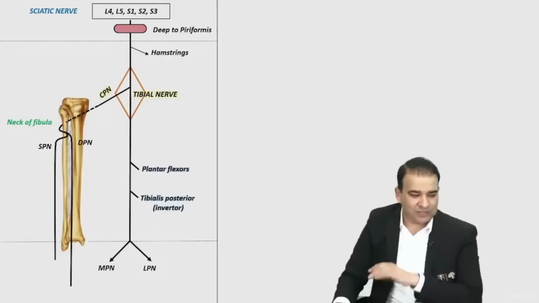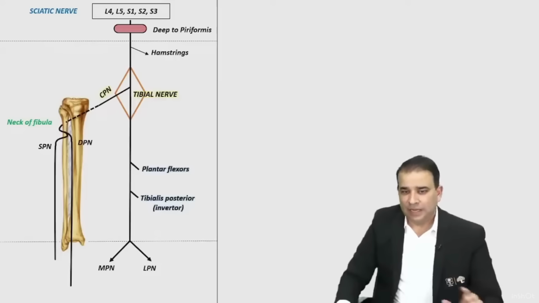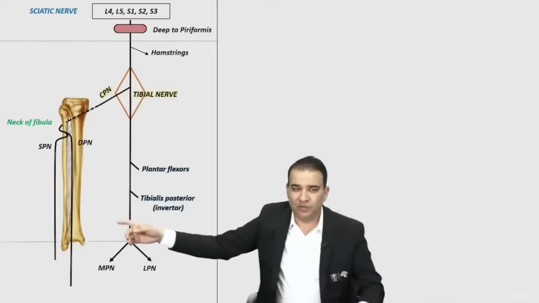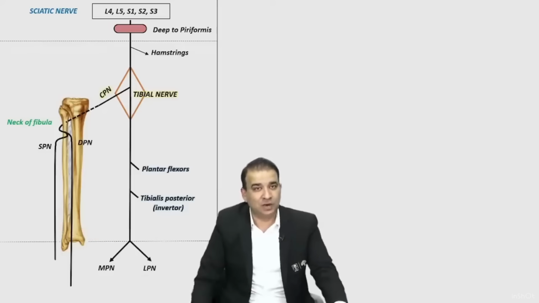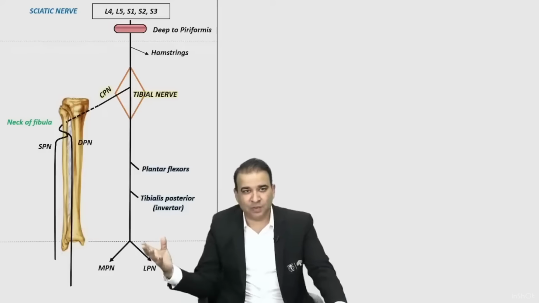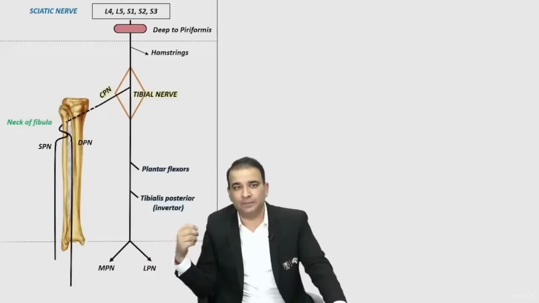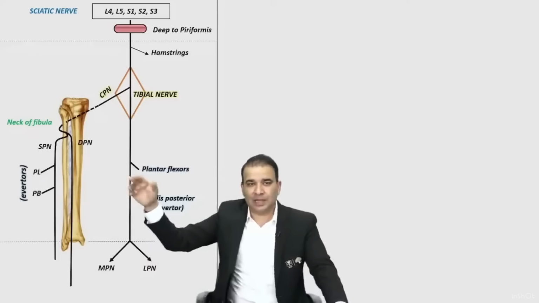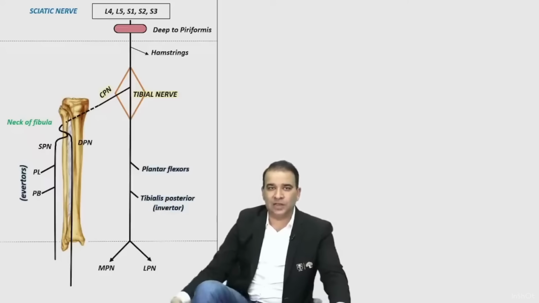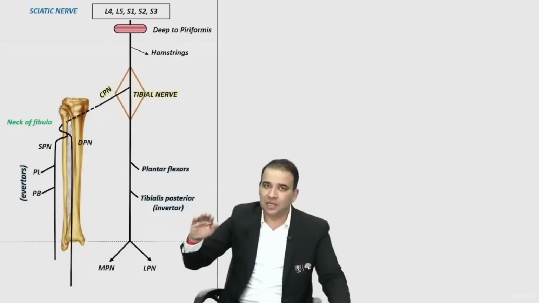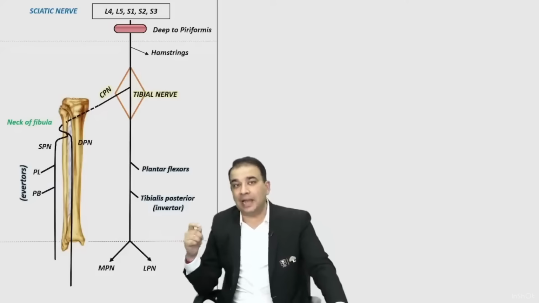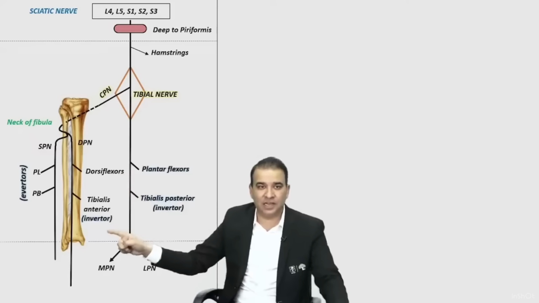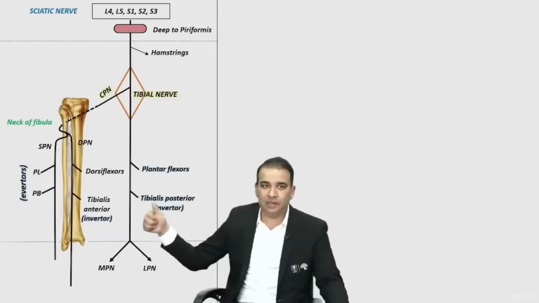Neck of the fibula, once the nerve winds around the neck of the fibula, the superficial peroneal nerve is going to supply the everters, the two everters in the leg, peroneus longus and peroneus brevis. The only two muscles in the lateral compartment of the leg, and both are supplied by the superficial peroneal nerve, the two everters. The deep peroneal nerve is supplying the muscles of the anterior compartment. And what are the muscles of the anterior compartment of the leg? They are dorsiflexors, and tibialis anterior also, which is also an inverter here. Dorsiflexors and tibialis anterior, which is an inverter. Tibialis posterior is also an inverter, tibialis anterior is also an inverter.